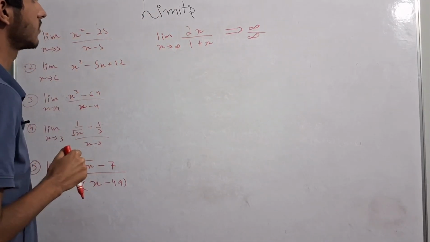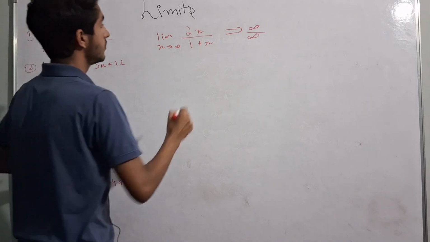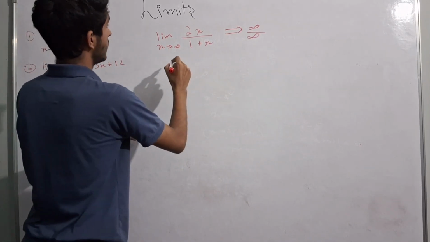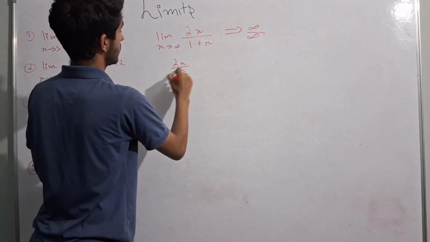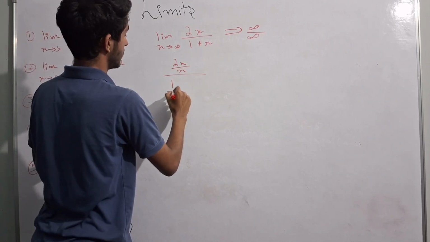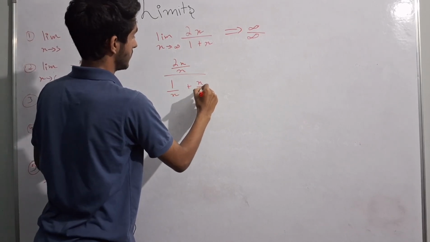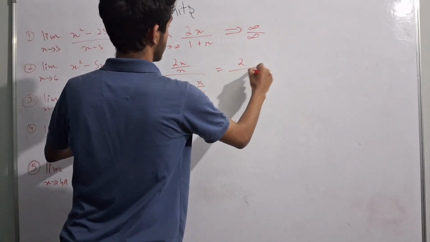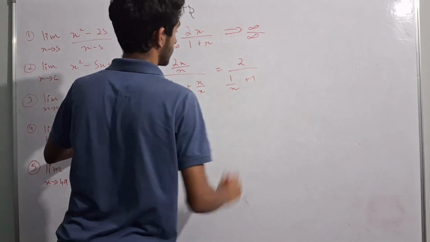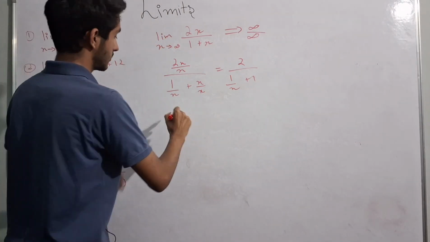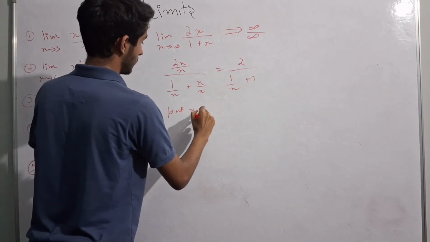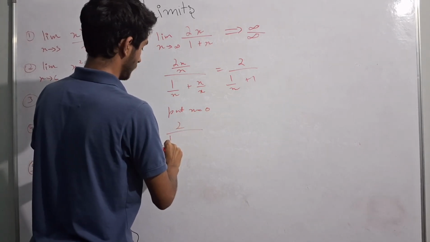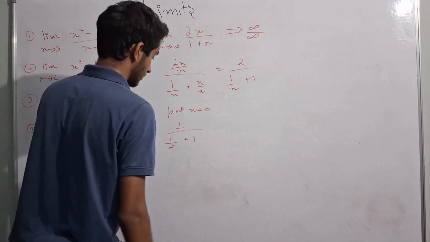So how do I deal with such equations? What I can do is divide the numerator and the denominator by x, and then I'll get 2x by x upon 1 by x plus x by x, which is equal to 2 upon 1 by x plus 1. And now I can actually put x is equal to infinity, so I get 1 by infinity plus 1.